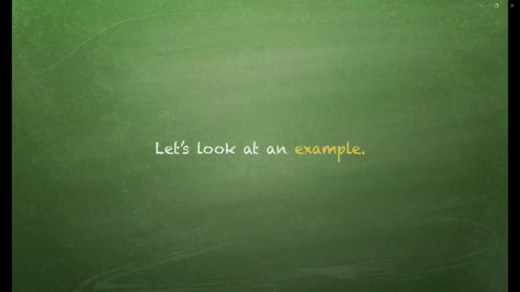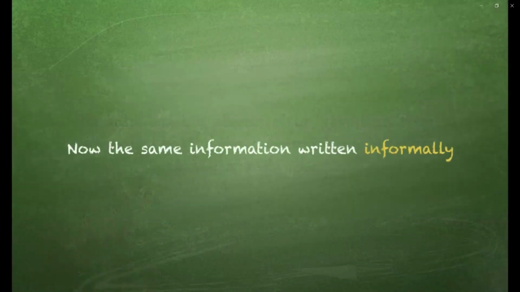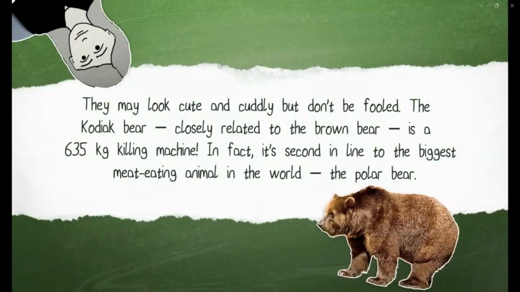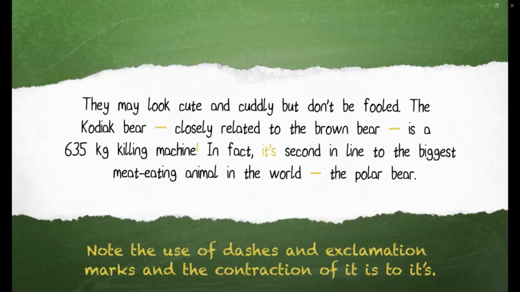Let's look at an example. First, a formal article. The Kodiak bear is a subspecies of the brown bear. It can weigh up to 635 kilograms, making it the second largest land-based carnivore after the polar bear. Now the same information written informally. They may look cute and cuddly, but don't be fooled. The Kodiak bear, closely related to the brown bear, is a 635 kilogram killing machine. In fact, it's second in line to the biggest meat-eating animal in the world, the polar bear. Note the use of dashes and exclamation marks, and the contraction of it is to it's.